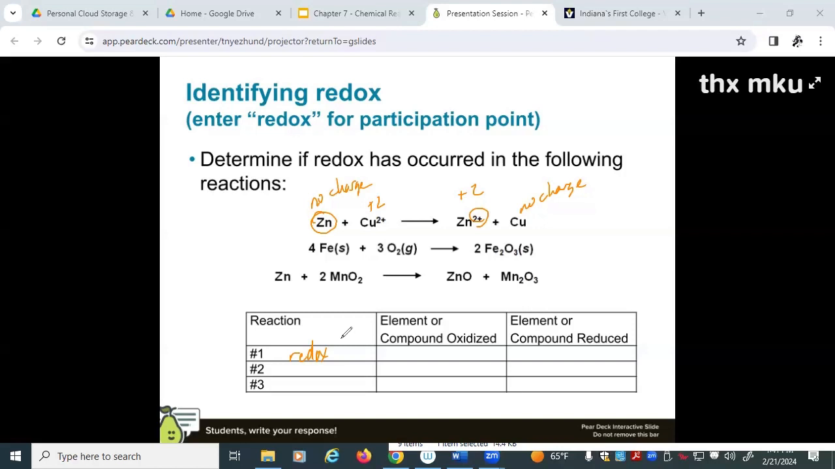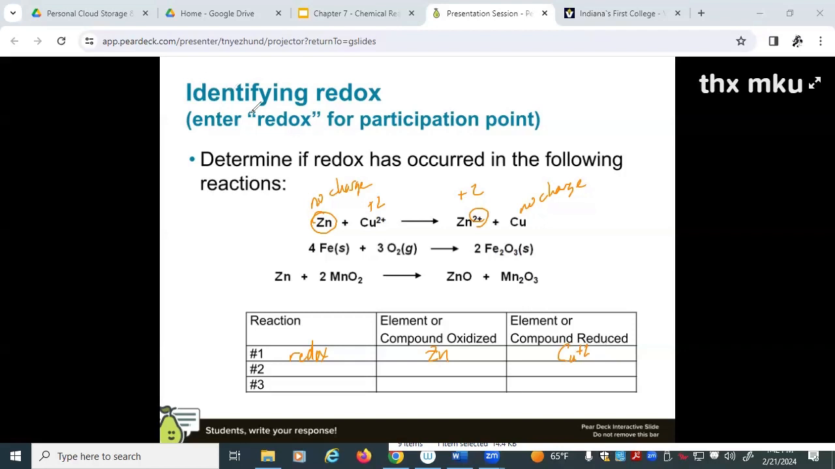The zinc. The zinc got more positive. The zinc was oxidized. Oxidation is loss of electrons. So the zinc lost electrons. It got more positive. The copper, on the other hand, got more negative. It went from +2 down to 0. So we would say that the copper, in particular, if we were being very specific, the copper 2+ was the thing that gained electrons, was the thing that got reduced.